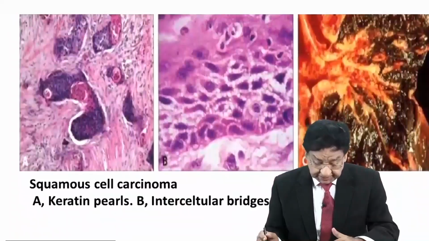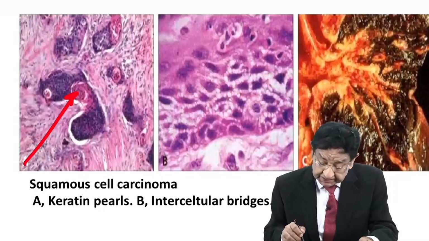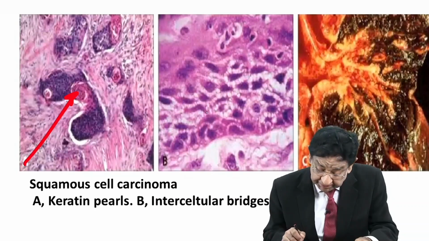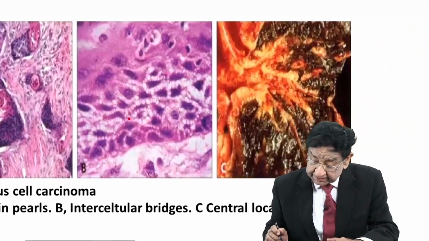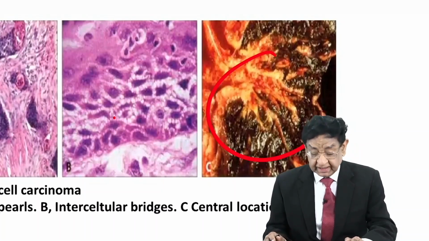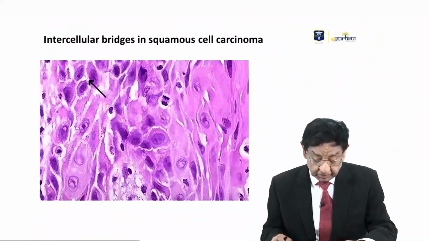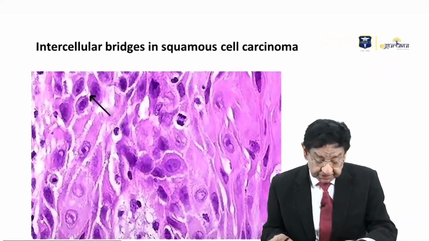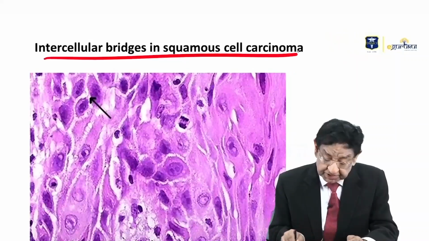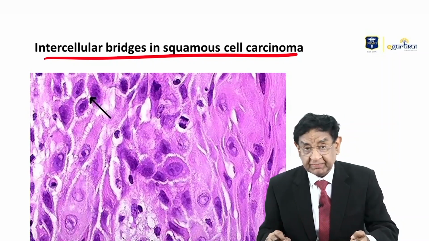You can see keratin pearls, intercellular bridges, lovely bridges you can see, and central location is there. You can see it's quite near the hilum. Okay. Well, you can see lovely bridges between the two, intercellular bridges in squamous cell cancer. Very important in making a diagnosis.